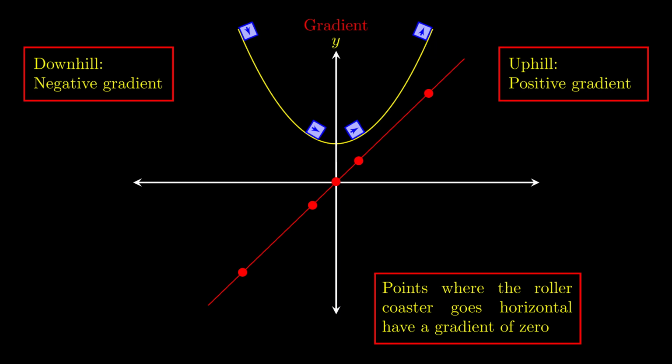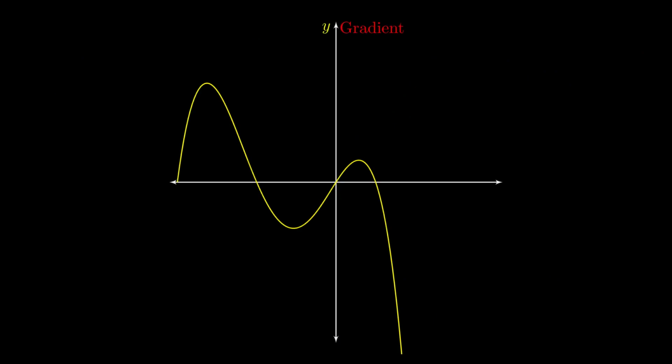All right, we'll try the same thing for a more complicated function, and we'll stop there for today. So once again, I've drawn a curve with a y value in yellow, and we're going to try and draw the gradient function in red again. The first things to look out for are the points where the roller coaster goes flat.